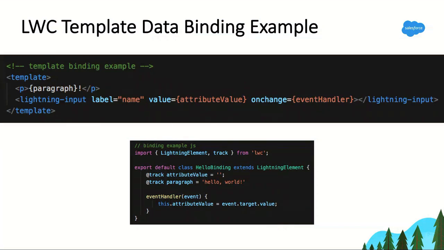So the onChange is, of course, an event handler, and the event handler is bound to a function, and the value is bound to attribute value, which is an empty string. If the attribute value was to change, it would be reflected in the DOM immediately, pseudo real-time.